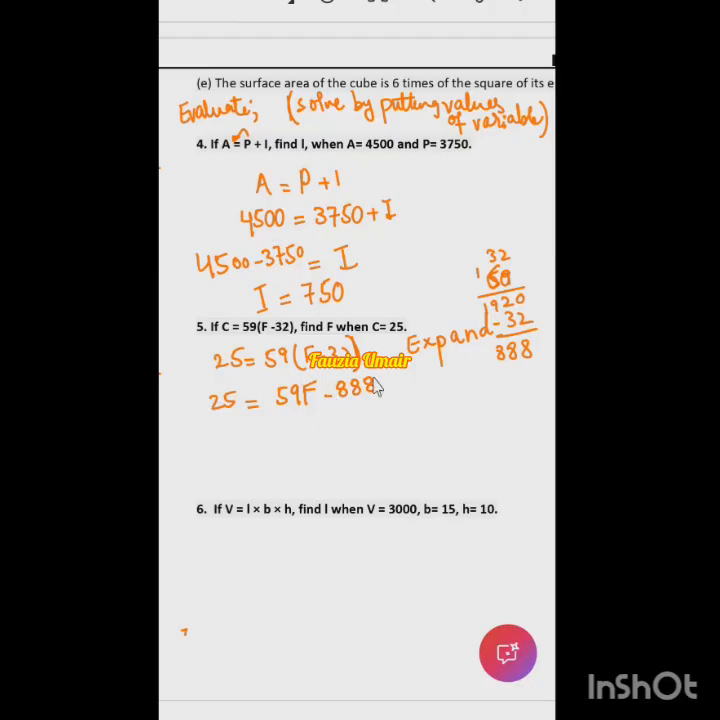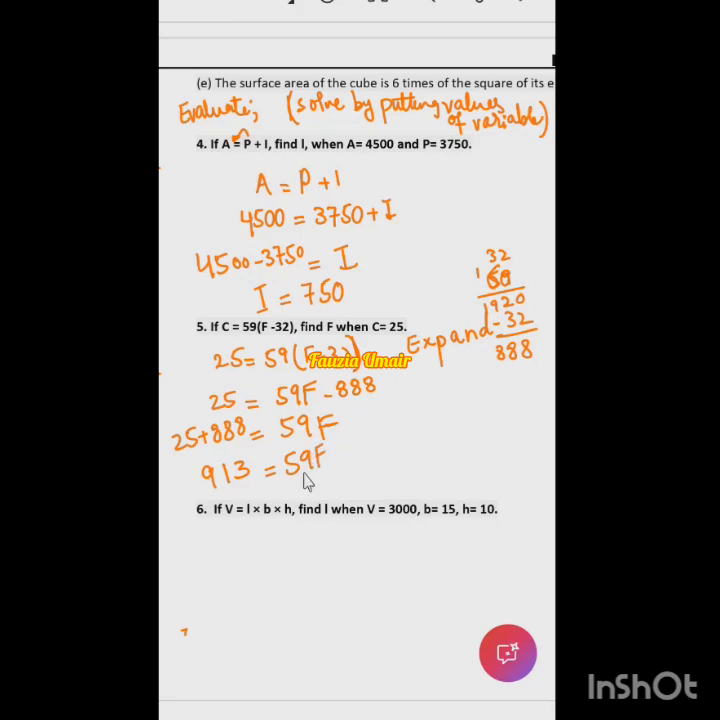So now this minus 888 will go on the other side of the equation. So what will happen? It is minus, so when it goes on the other side, it will be plus 888, right? This is plus 888. So now if we add these both, this will be 913. 913 is equal to 59F, right?